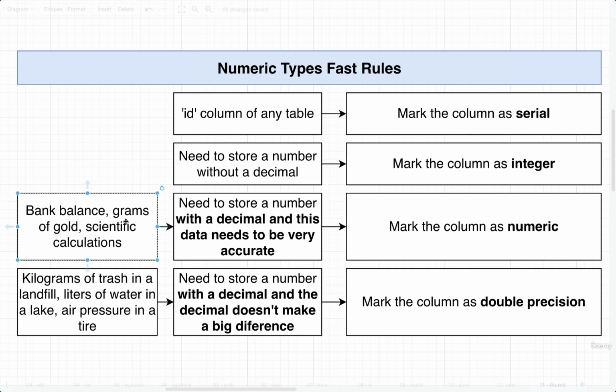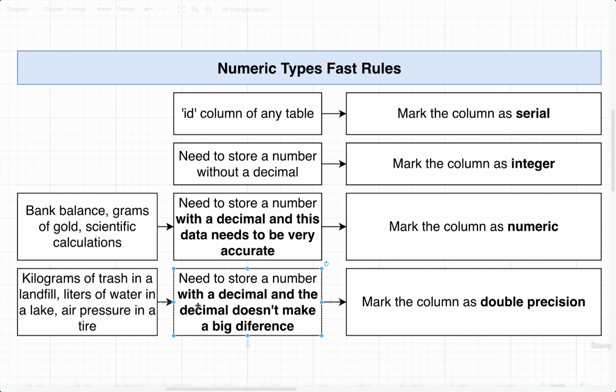So the next one, if we're ever trying to store a bank balance or a currency value or some number that needs to be extremely accurate and very precise. So a bank balance, maybe the number of grams of gold a person has, or if we're trying to store some scientific numbers that we need to run some calculations on, and it's going to be a number that's going to have a decimal, then we're going to mark the column as numeric.